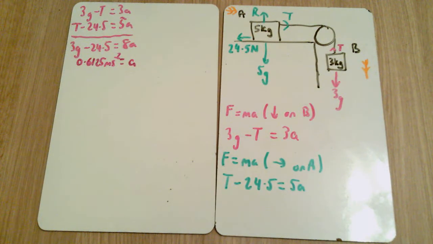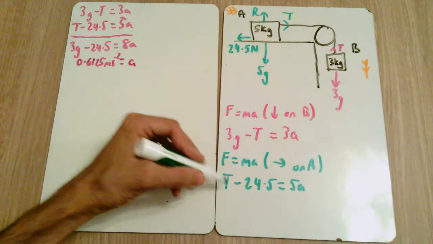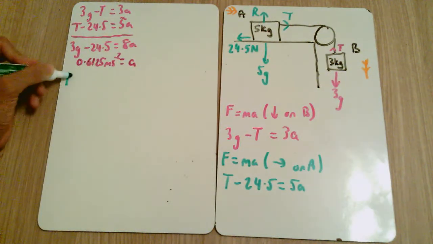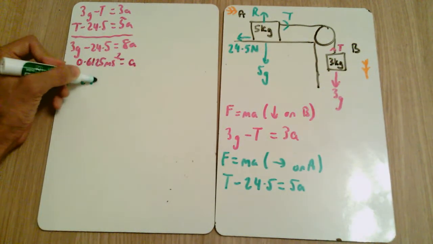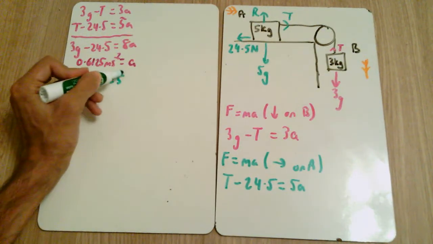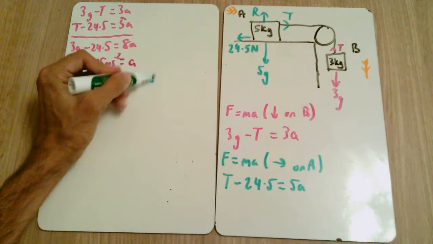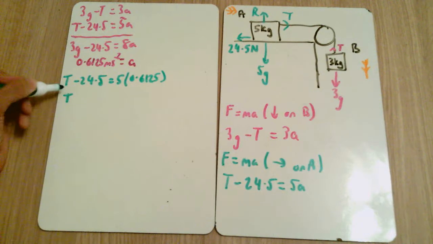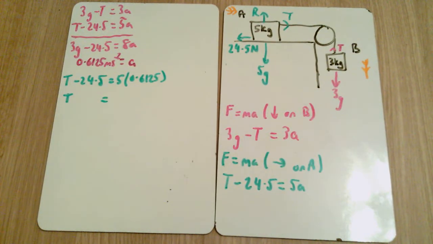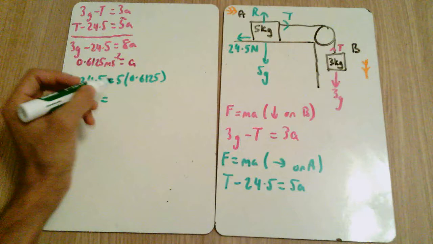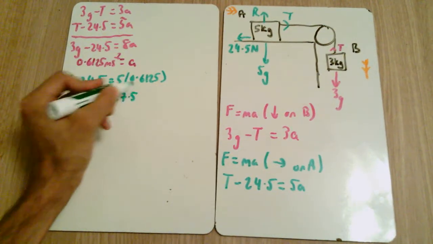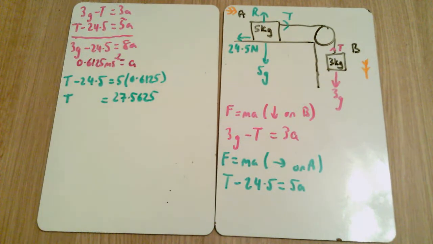We can then work out the value of tension by substituting back into this formula over here, or either formula, but I'm going to sub into here. So T minus 24.5 is equal to 5 lots of 0.6125, and that gives us a value of T equal to 5 times 0.6125 plus 24.5, giving us a tension value of 27.5625. Now that's quite a standard question.